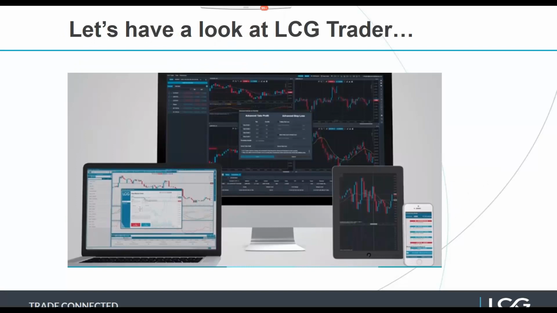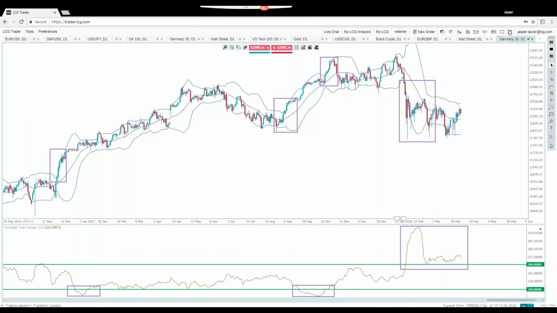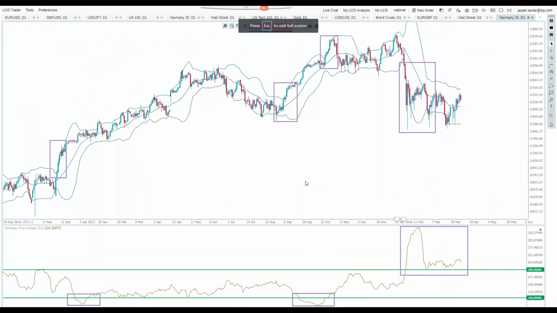So I'm just going to switch gear here to the LCG trader, and we'll touch on a couple of those indicators, and I'll try to run through an example of how the volatility switched around. Let's put it on full screen. I've pre-highlighted this. This is Germany 30, our proxy for the DAX.